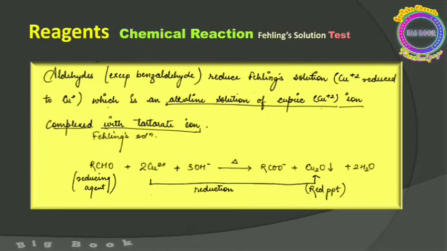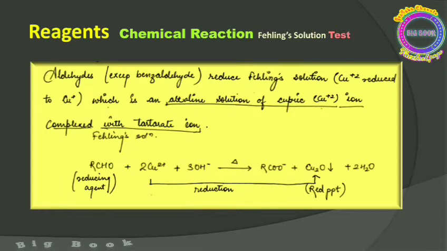Next, in this slide we are discussing the FEHLING solution test and its chemical reaction. Aldehydes reduce FEHLING solution, where Cu2+ is reduced to Cu+. It is an alkaline solution of cupric ion, Cu2+, complexed with tartrate ion. That is the FEHLING solution. FEHLING solution has one exception: it does not react with benzaldehyde. So it is not going to give any reduction of the benzaldehyde, similar to Tollen's reagent with formaldehyde.